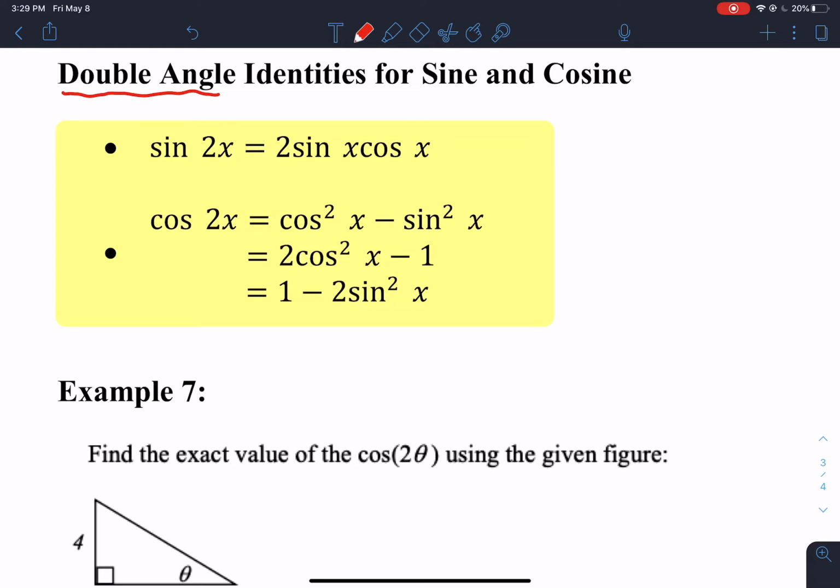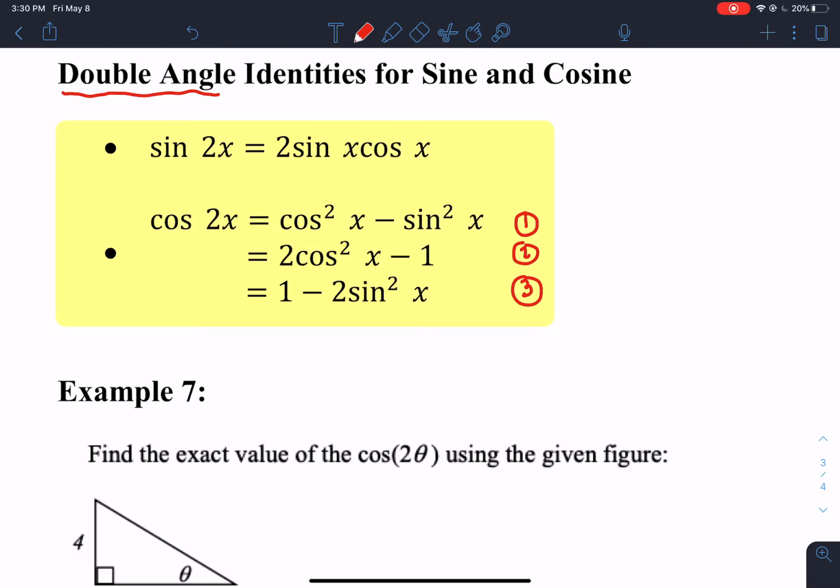And then for cosine of 2x, it has 3 different formulas. And the reason for that is you can use any of these in any way that you want. So it kind of depends on the problem that you're trying to solve. One might be more beneficial than the other. It might be more beneficial to keep everything in terms of cosine, so then you would use the second one. Or it might be more beneficial to change everything in terms of sine, so then you might use the third one. So it all depends on the problem that you're solving.